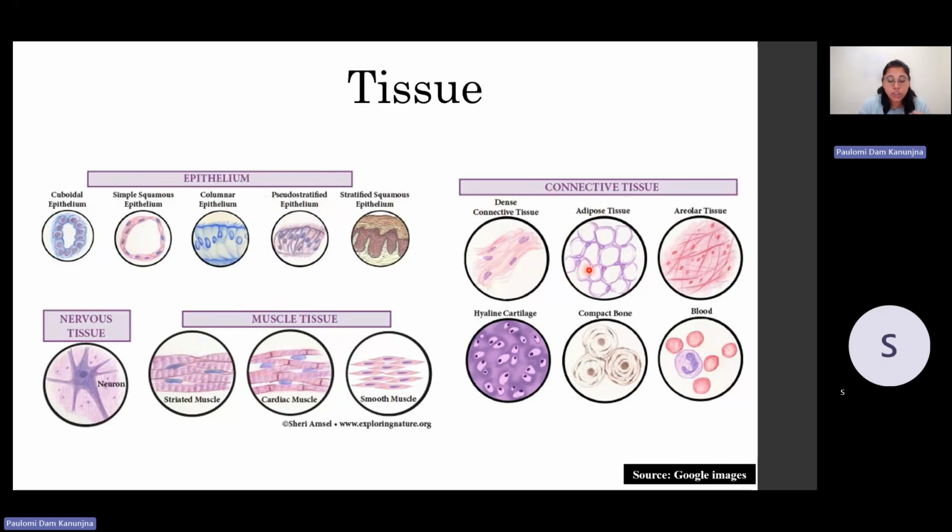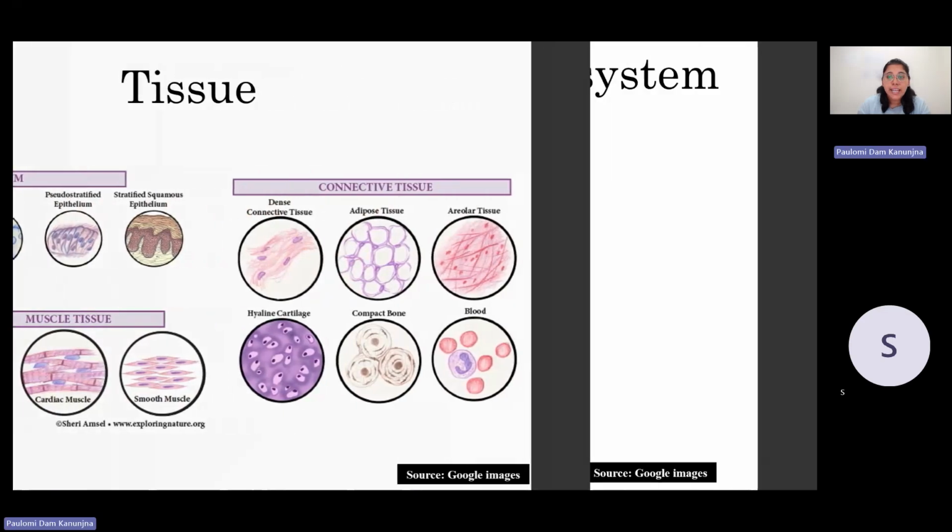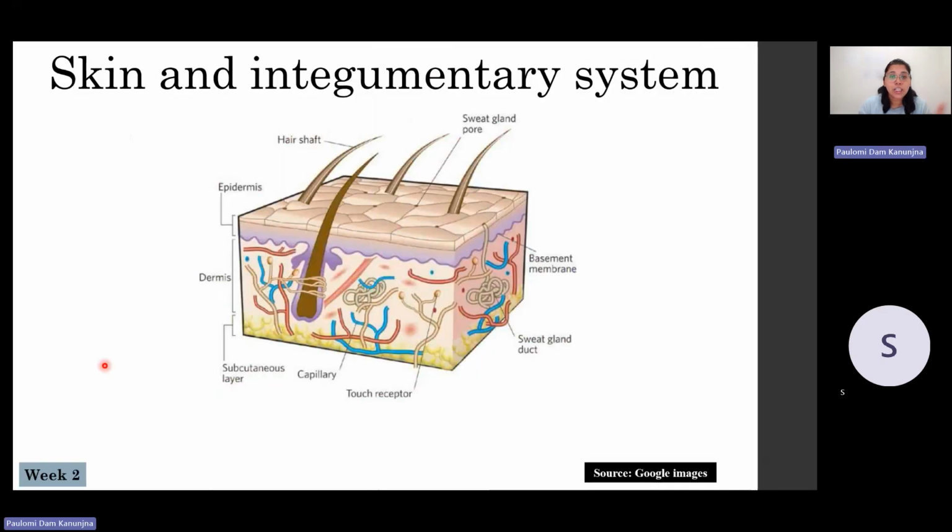You have tissues which are present in between two tissues. And then you have nervous tissue, which is surrounding the nervous cells or neurons. Okay. Then we looked at the integumentary system, if you remember, and we started with skin.